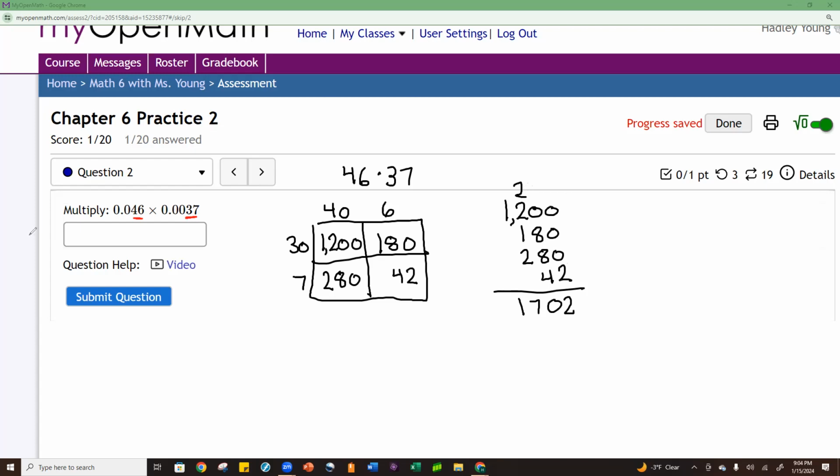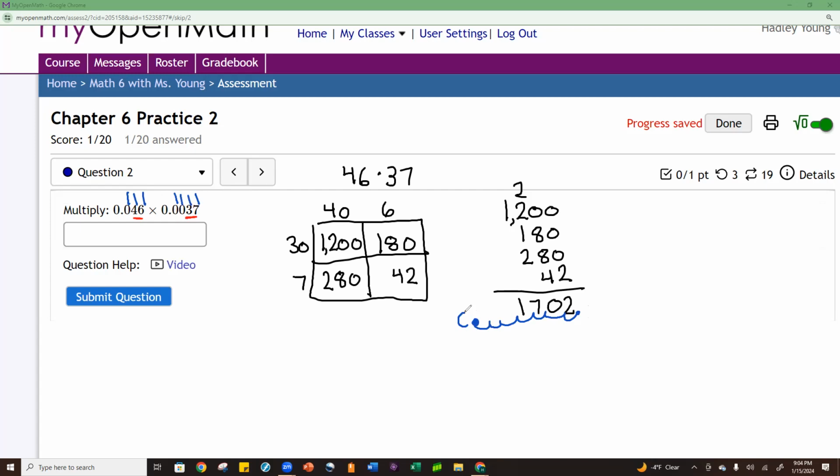Now here is a key point. When you're counting the numbers past the decimal, you do need to count these zeros that are in front of the numbers because they do affect the value of the number. So we have 1, 2, 3, 4, 5, 6, 7 numbers past the decimal. So we have to be really careful. So I go 1, 2, 3, 4, 5, 6, 7.